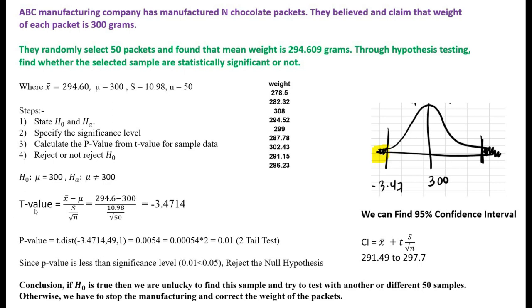So now we have defined our null and alternate hypotheses. The next step is to define the significance level.